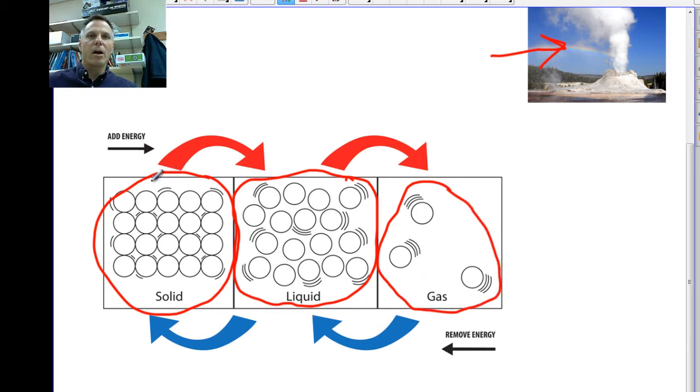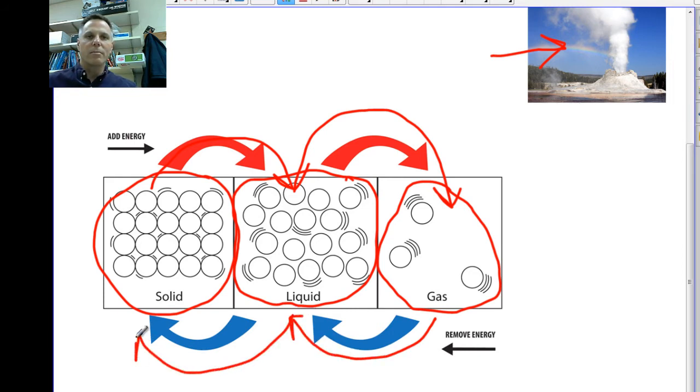To go from one to the other, to go from a solid to a liquid, you add energy in the form of heat. And then if you want to go from liquid to a gas, you add energy in the form of heat. Likewise, if you had a gas and you wanted to cool it down, it would eventually become a liquid. And if you cooled that liquid down, eventually it would become a solid. And this is how we can explain the different phases of matter as they relate to the kinetic theory of matter.